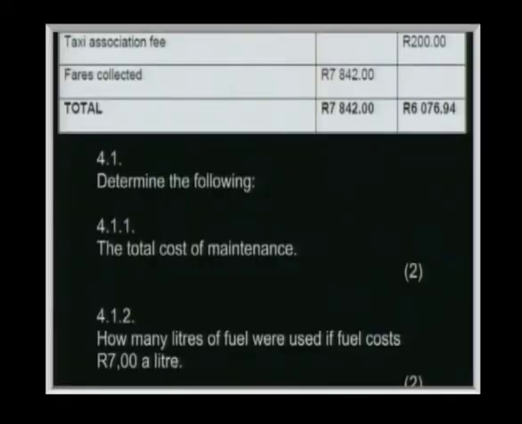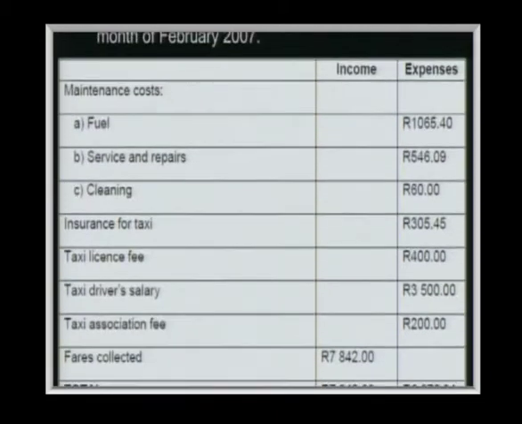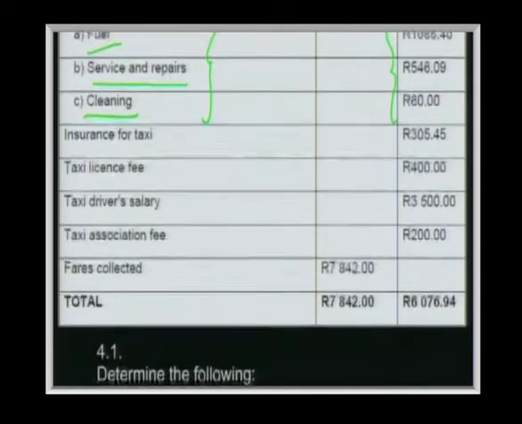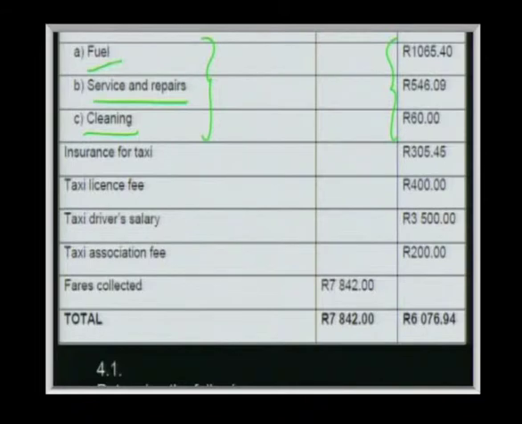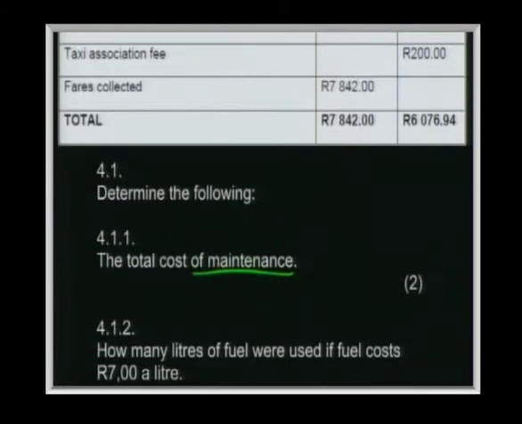Question 4.1.1 is the total cost of maintenance. So we're going to look back in our table and we're going to find out what the maintenance costs were. And it's going to include all 3 of these things. So it's the fuel, it's the service and repairs, it's the cleaning. So we're going to have to add together all of those 3 things. So let's write that down. So it's 1,065 rand and 40 cents. I'm going to do it here.